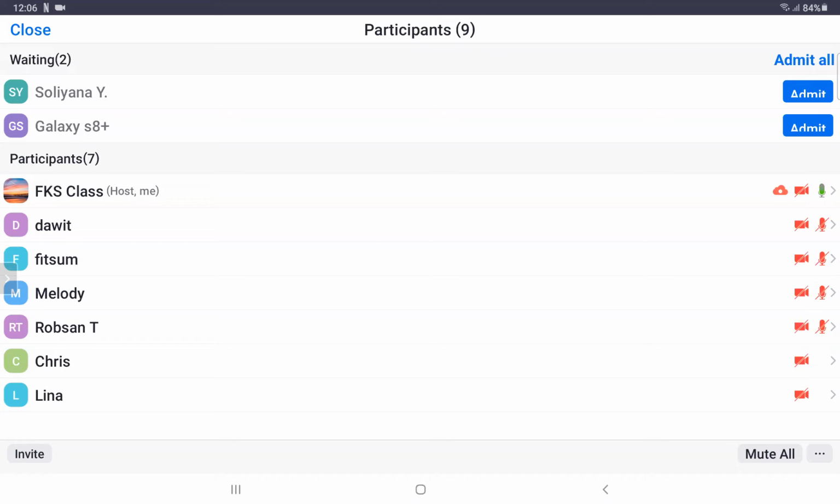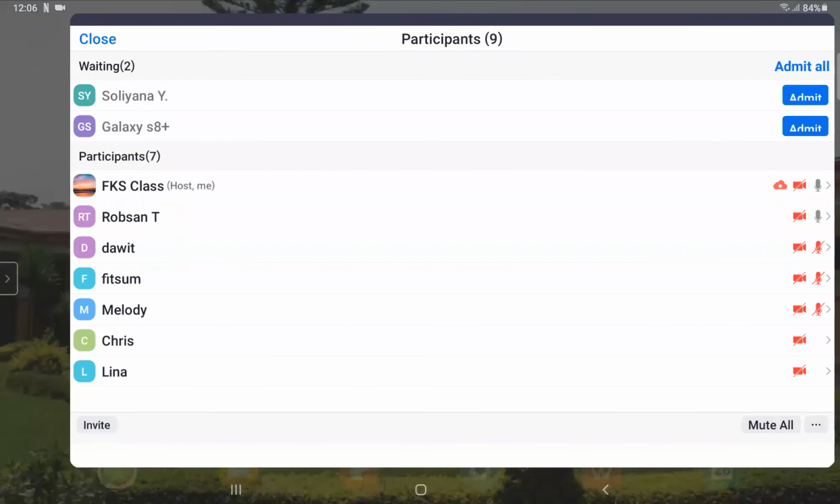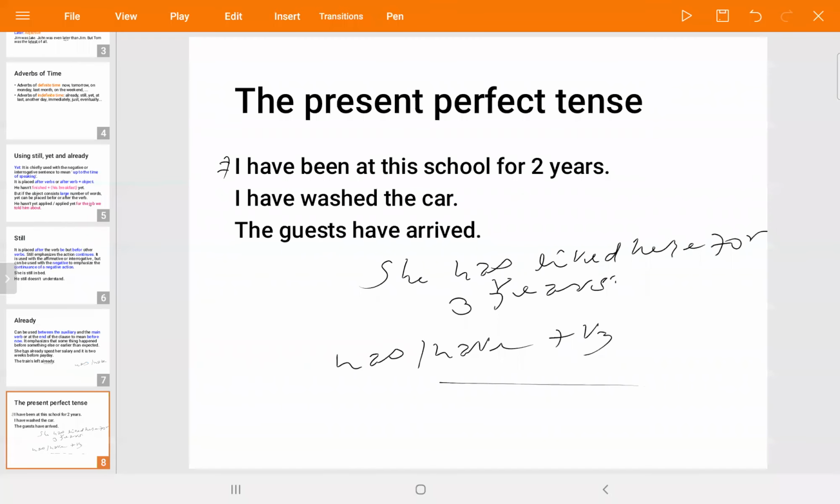The second sentence. May I give you the chance, Robson? It shows an action that has already been done. Sentence number 2, I have washed the car. The activity is already performed in the past.